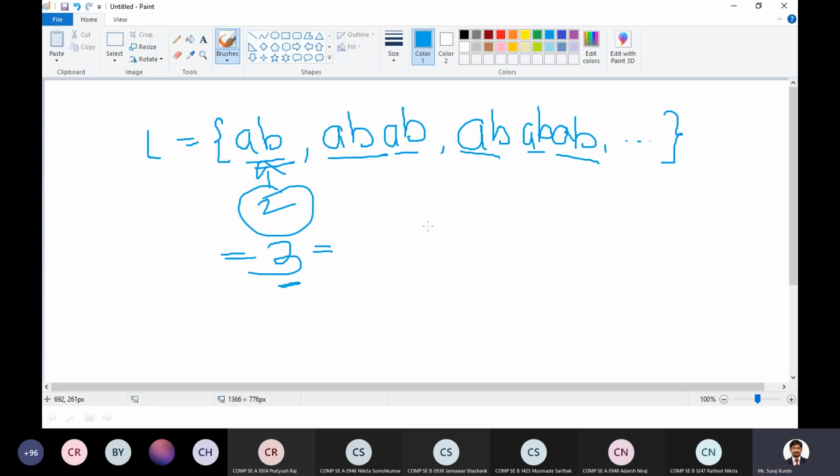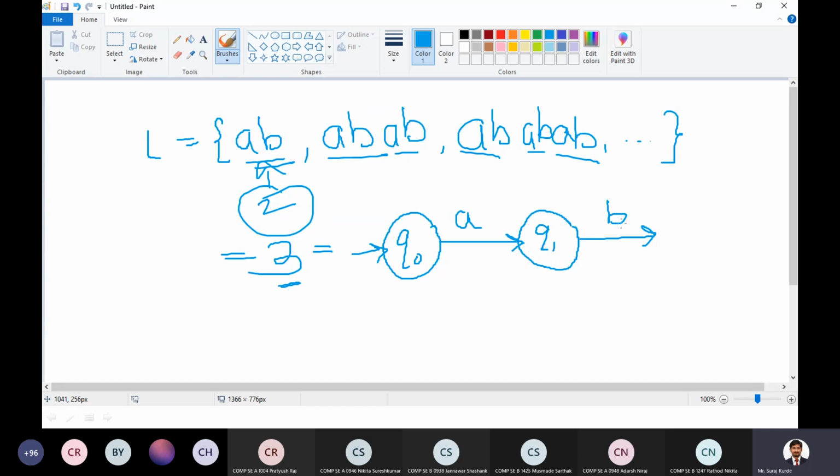Sometimes you may get confused, so let me draw it, then I will explain. Q0 on input A goes to the next state Q1. On Q1, it should accept input B only. A is the first input. It goes to the second state Q1. From Q1, on input B only, what is the required input? B. It should go to the next state.